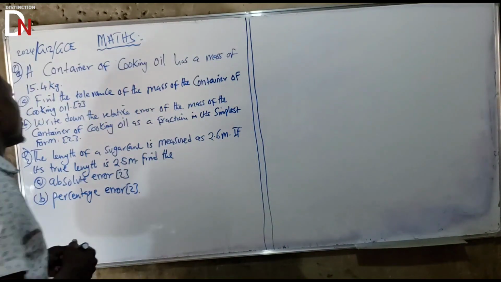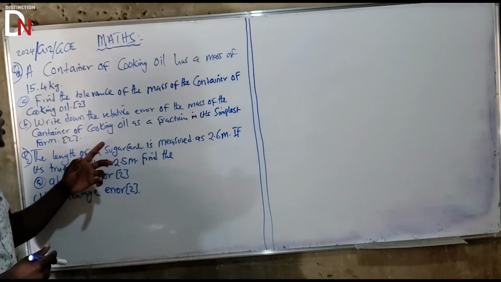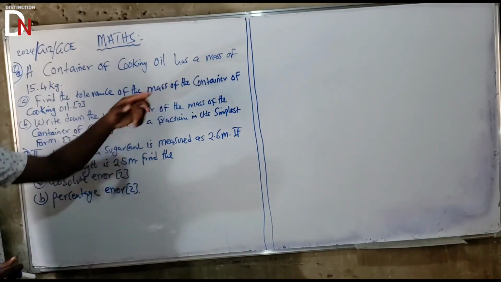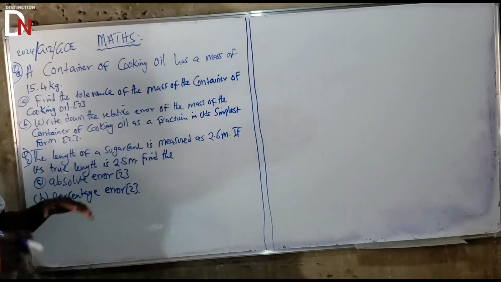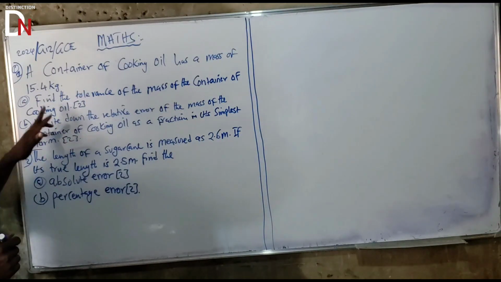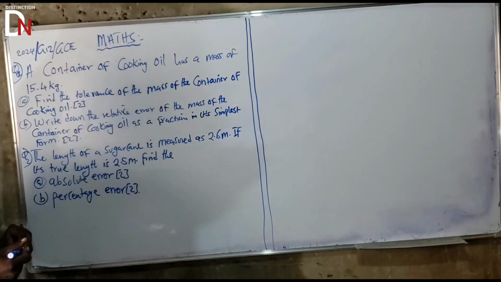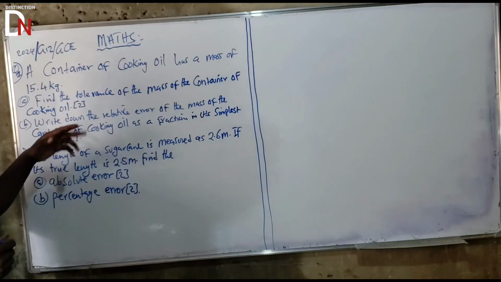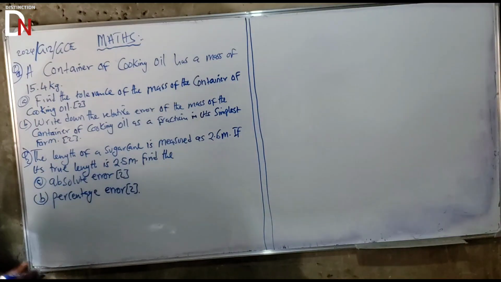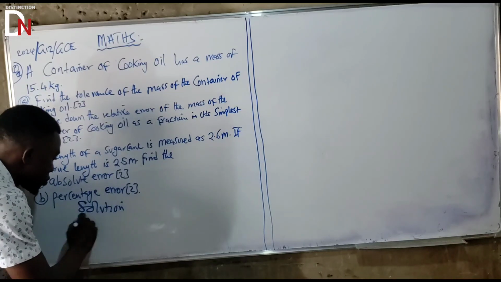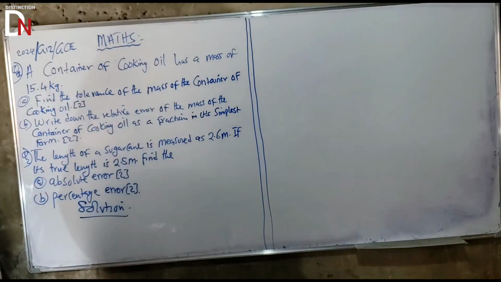We have the first question saying a container of cooking oil has a mass of 15.4 kg. Find the tolerance of the mass of the container of cooking oil. Okay, so we'll start with the first one, where we are supposed to find the tolerance.